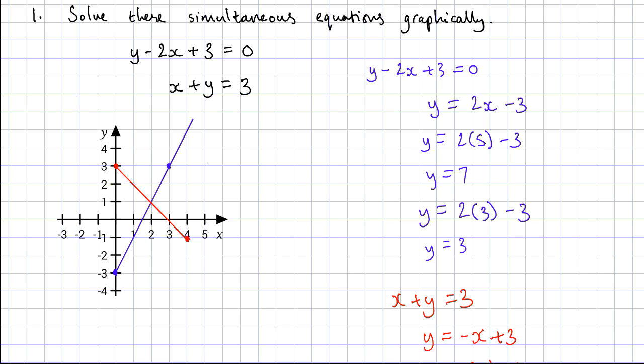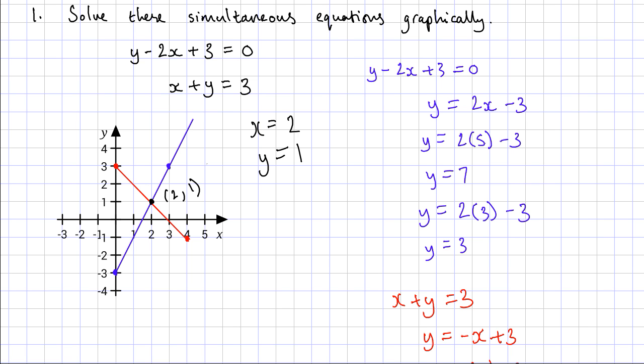So the coordinates for that point, this point here, are 2, 1. So the answer to my equations here, the solutions to these simultaneous equations, are x is equal to 2 and y is equal to 1, because this is where both of my equations are true. So when x is equal to 2 and y is equal to 1, I have the solution for both of these.